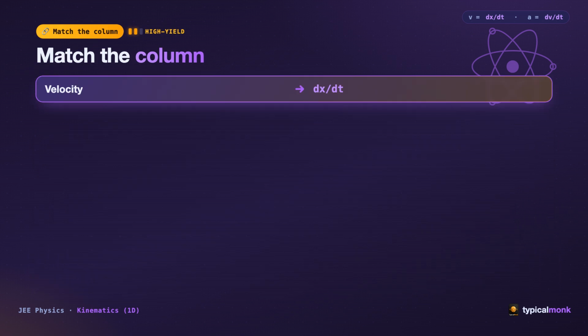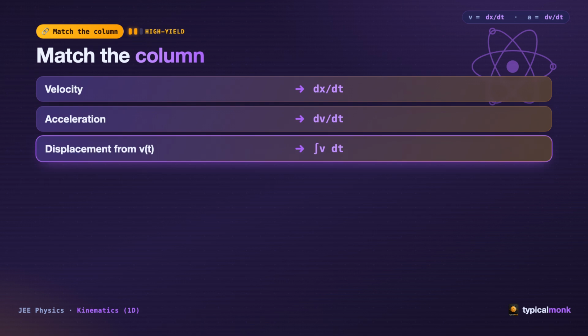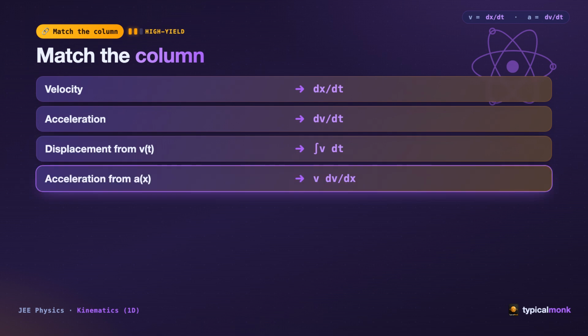A quick match now. Say each relation aloud before I reveal it. Velocity, the derivative of position with respect to time. Acceleration, the derivative of velocity with respect to time. Displacement, when velocity is known as a function of time, the integral of velocity with respect to time. And acceleration, when it is known as a function of position, v times dv over dx. If all 4 came to you before the reveal, this calculus is becoming yours.